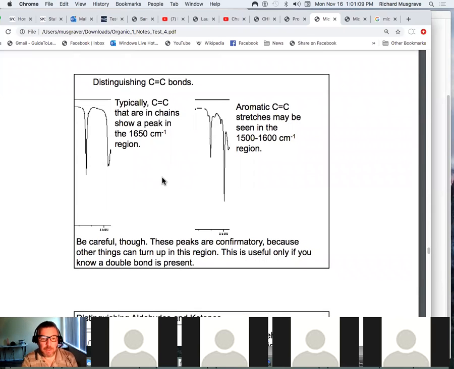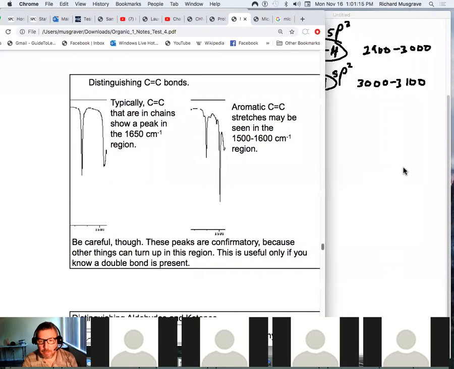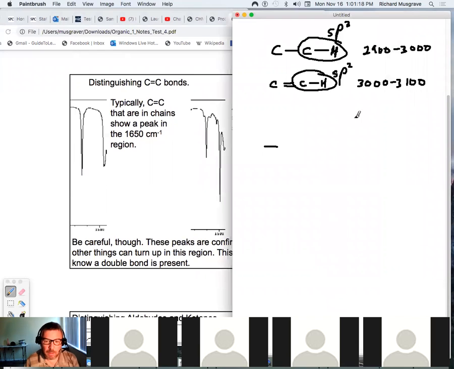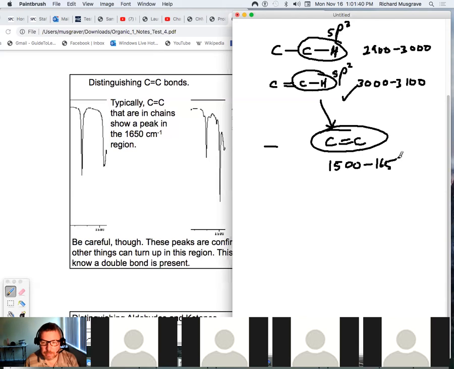And then we can move into distinguishing different kinds of C double bonds. We know we've got C double bond Cs if we've got a peak between 3000 and 3100. But you know, this is for the CH stretch. What about the C double bond C stretch? Well, that's going to be between 1500 and 1650. I mean, we're looking at two different kettles of fish here. We get two different kinds of peaks, one for the CH and one for the C double bond C.